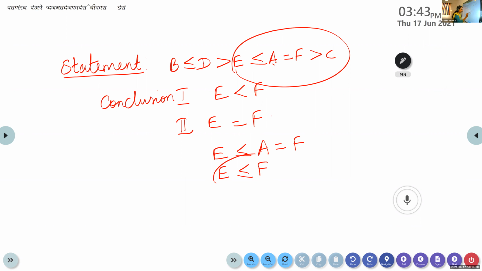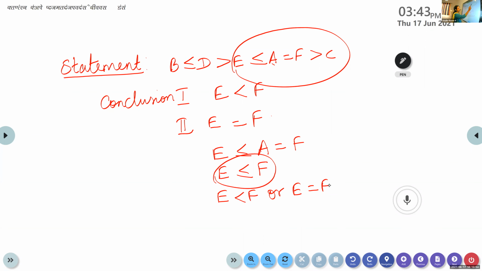E is less than or equal to F means what? It means E is less than F or E equals F. So both the conclusions 1 and 2 are true. Here we have focused on only this part.